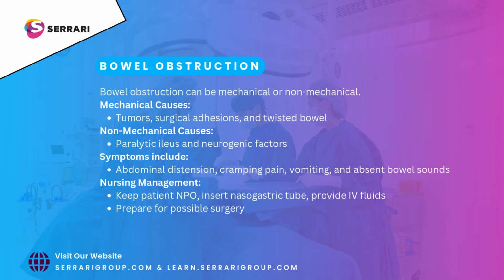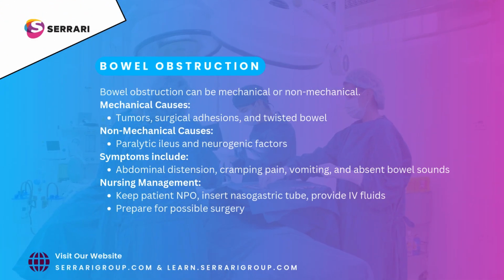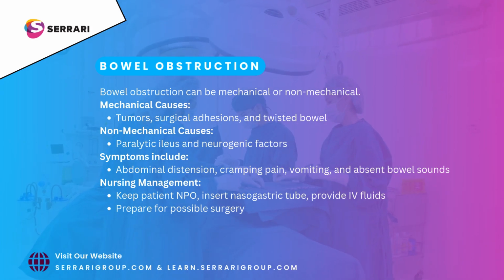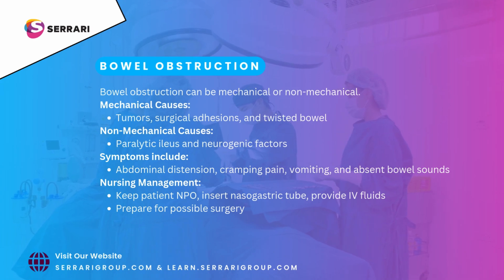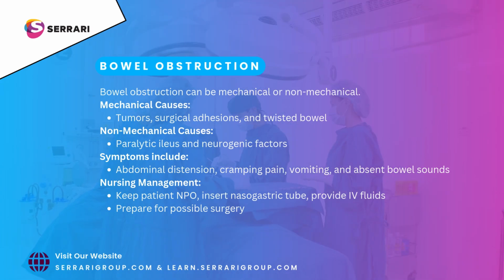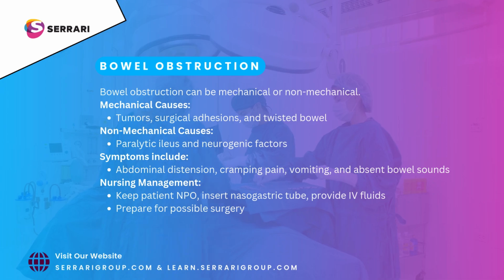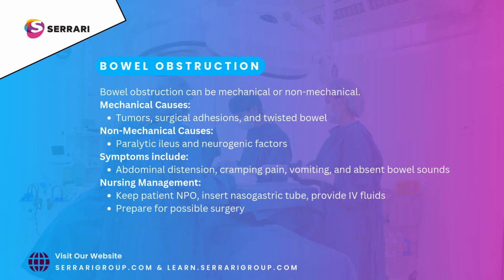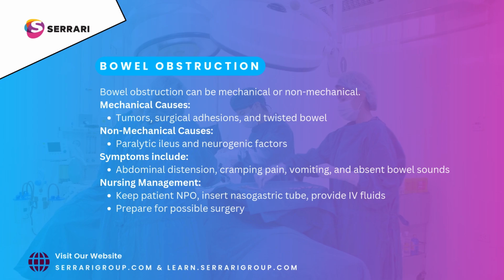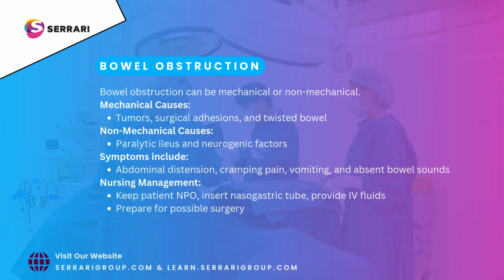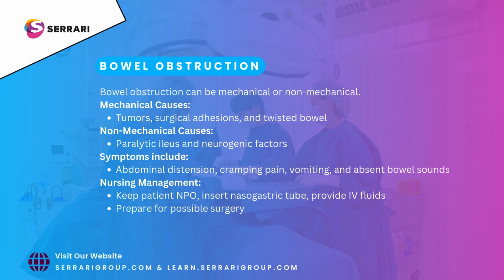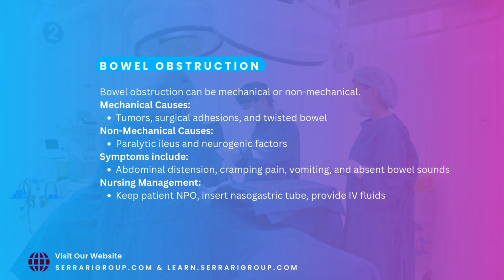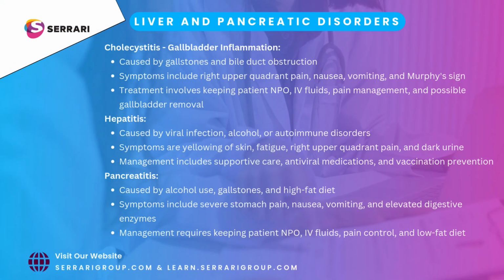Bowel obstruction. Bowel obstruction can be mechanical or non-mechanical. Mechanical causes: tumors, surgical adhesions, and twisted bowel. Non-mechanical causes: paralytic ileus and neurogenic factors. Symptoms include abdominal distension, cramping pain, vomiting, and absent bowel sounds. Nursing management. Keep patient NPO, insert nasogastric tube, provide IV fluids. Prepare for possible surgery.